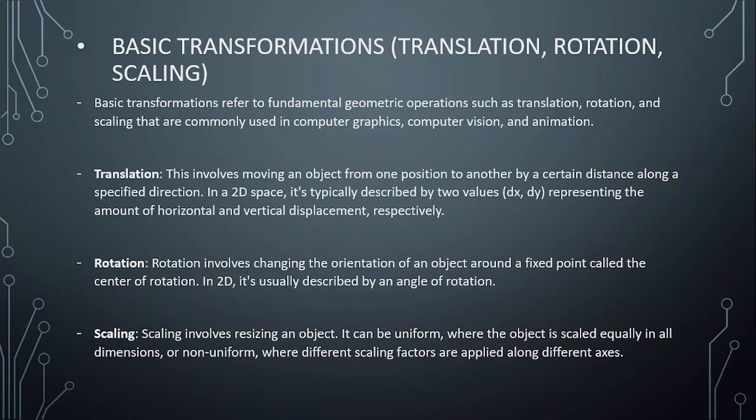So the second one is rotation. Rotation involves changing the orientation of an object around a fixed point called the center of rotation. In 2D, it's usually described by an angle of rotation.